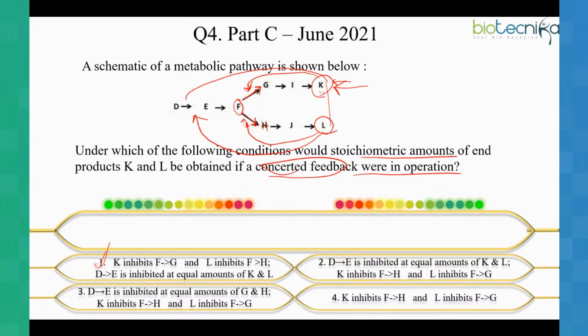But if you have equal amounts of K and L, then both of them will go and inhibit the conversion of D and E. That is what is meant by concerted feedback. Okay, so the correct option is option 1.